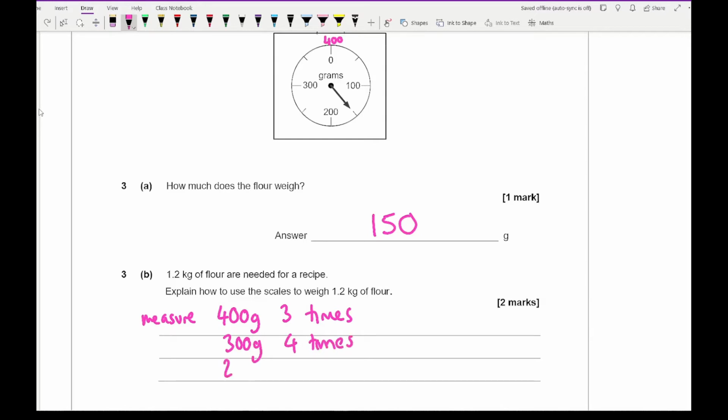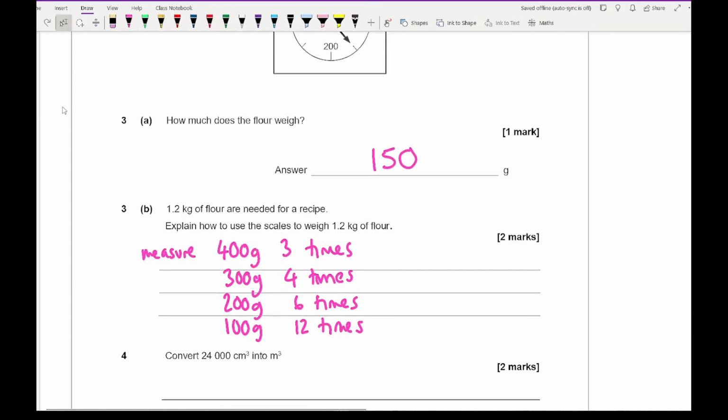You could measure 200 grams 6 times, or you could go for 100 grams 12 times, or you could even write 50 grams 24 times, but any of those should be absolutely fine for you to have as an answer. Let's actually write 50 grams 24 times.